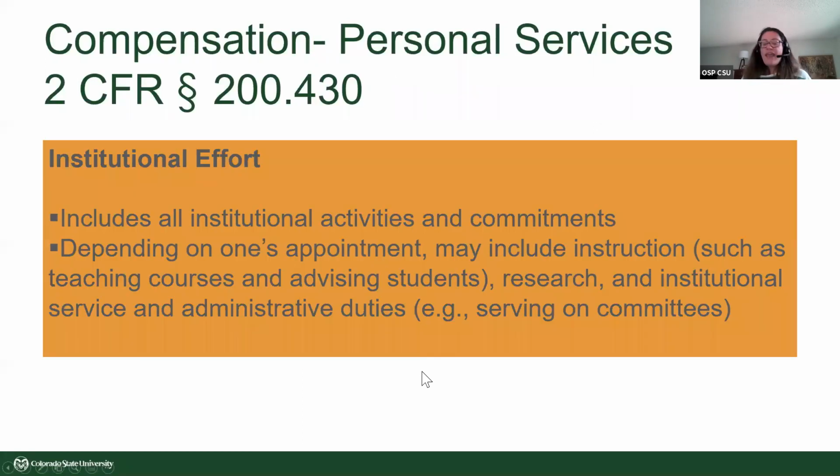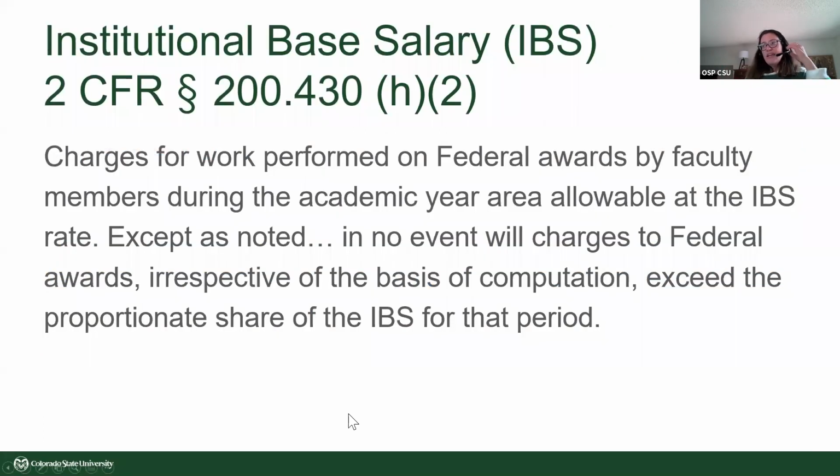It's for anybody paid on the project. Okay. And again, this is something you've seen, but institutional effort. So the next slide, we're going to go a little bit more into institutional base salary, but that effort includes all of an investigator's institutional activities and duties. I think you've seen this before, so I'm going to move on. And I know you've seen institutional base salary before, right?